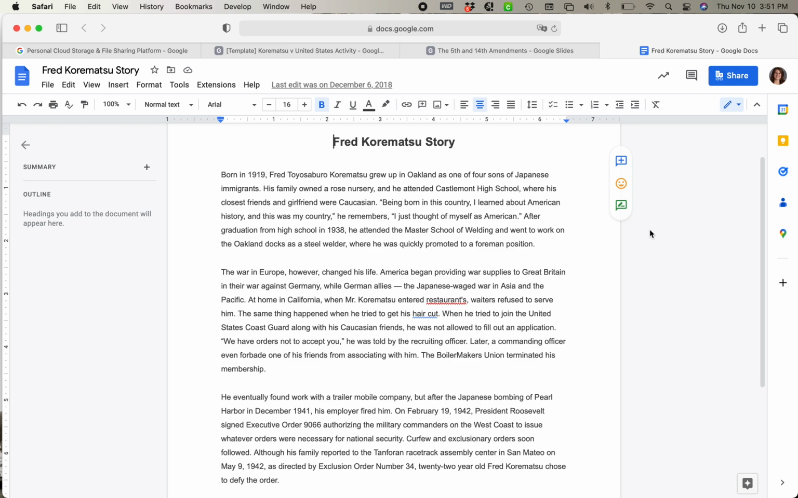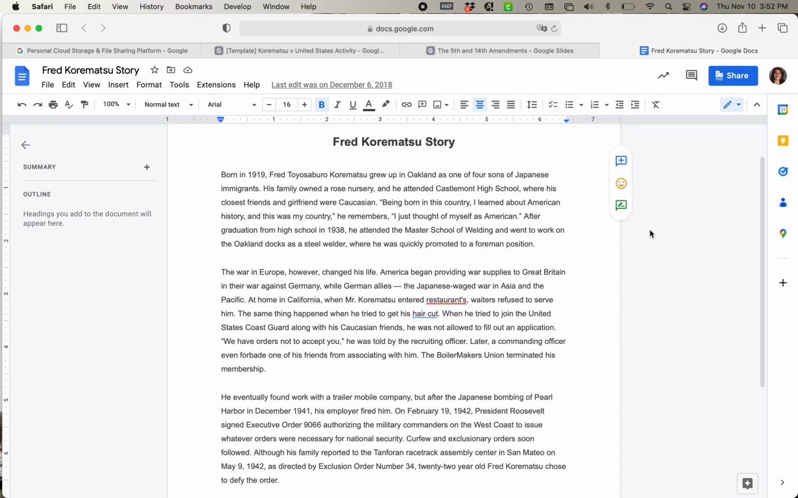So his parents are from Japan, but he was born in Oakland. So he's a second generation Japanese descendant, but he is an American citizen. The war in Europe, however, changed his life. America began providing war supplies to Great Britain in their war against Germany. And while German allies, the Japanese waged war in Asia and the Pacific.